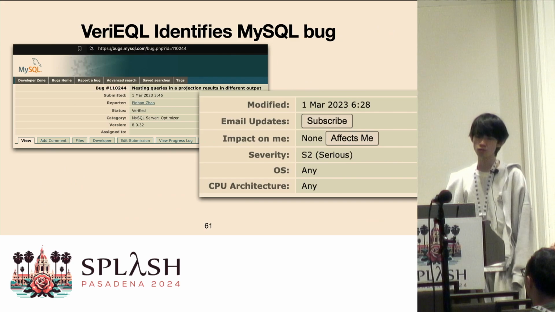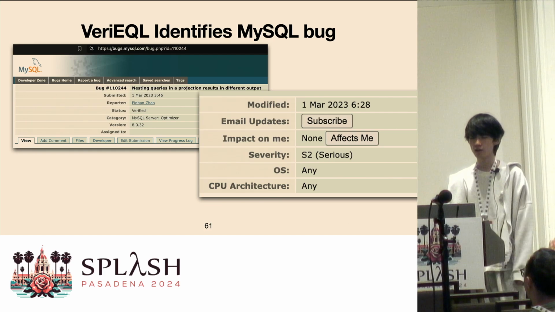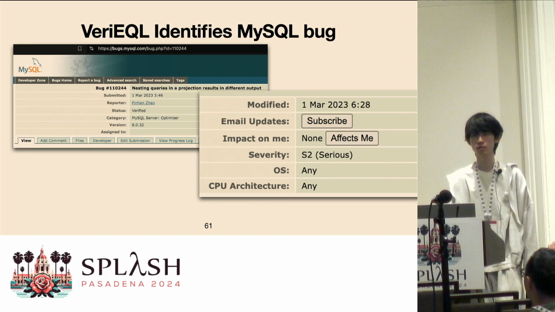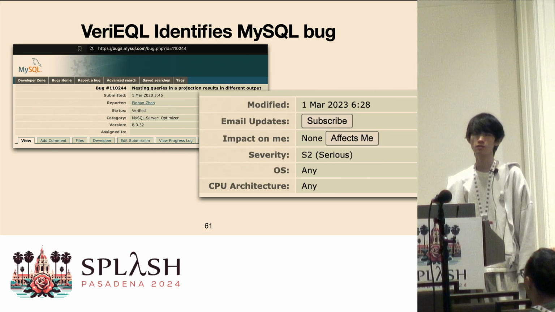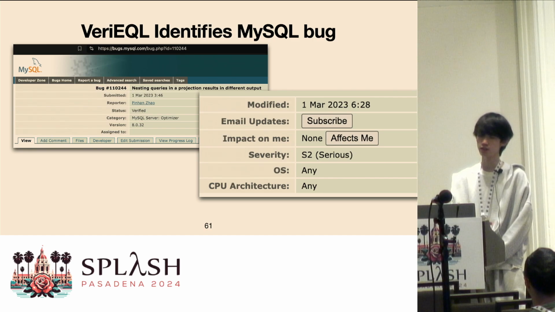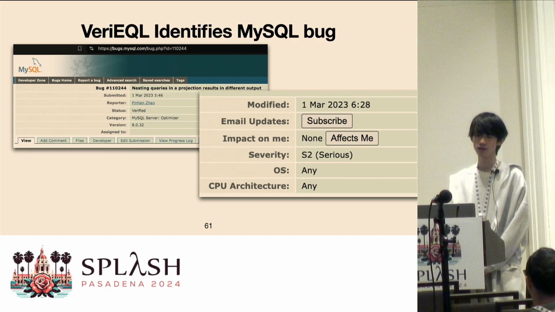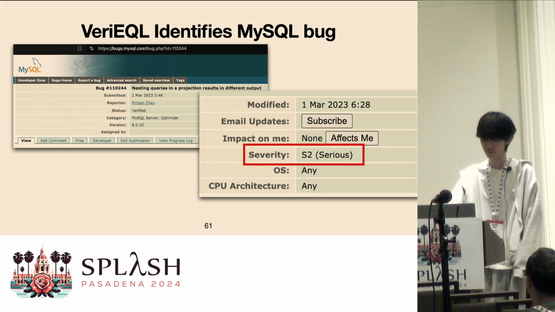And VeriEQL also identified a serious MySQL bug. During our evaluation, we found 2 counterexamples produce the same output when executed on MySQL, which are supposed to produce different outputs. So we manually inspected the counterexample and the queries and found it is because the execution result of MySQL is incorrect. So we reported this issue to the MySQL team, who confirmed and classified this issue with serious severity.